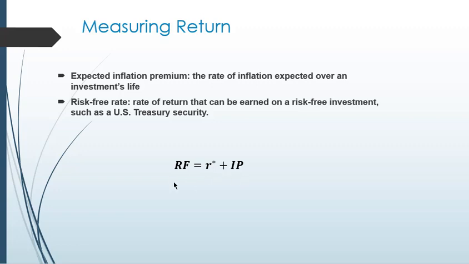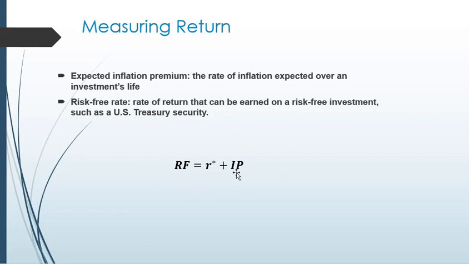So we can create what's referred to as the risk-free return, which is the real rate. Again, that's created by supply and demand of money, plus the inflation premium. Now, again, this inflation premium is dependent on the asset's life, etc. So this risk-free rate is a very important starting point for any kind of investment. Typically, we're going to use a United States Treasury security as our proxy for this, right?